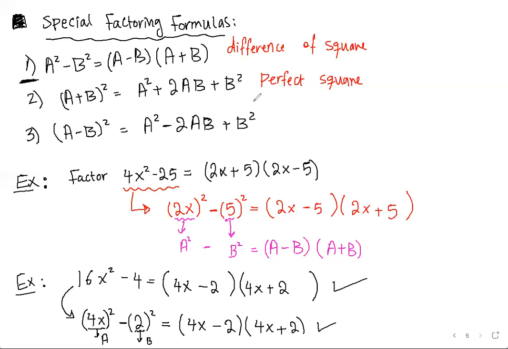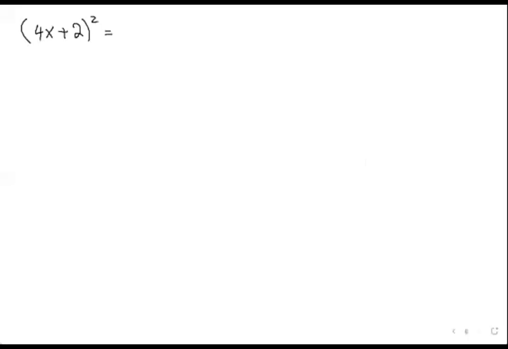The third formula is called perfect square. Any question? Okay, let me give you an example for perfect square: 4x plus 2, all of this squared. How can I use the formula? I give you 1 minute to think about it. Is it 16 squared minus 4? I mean, plus 4, something like that?